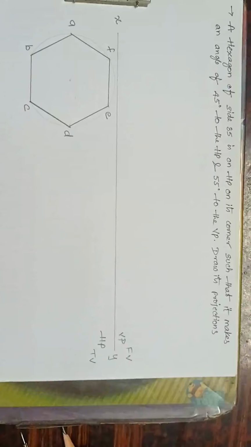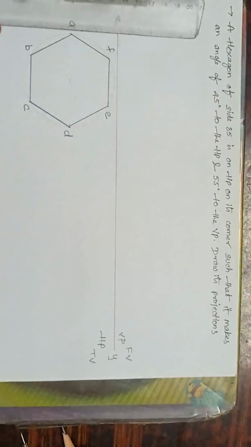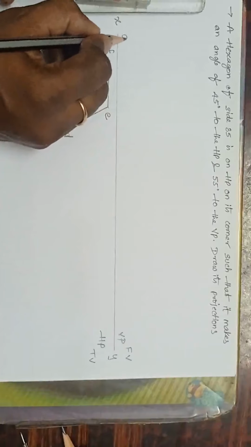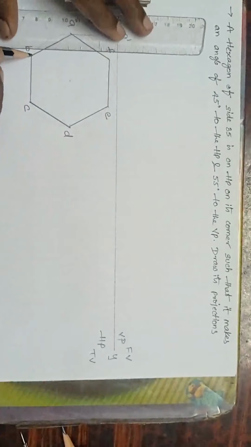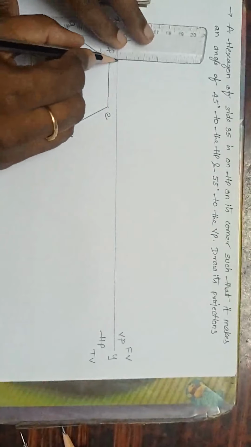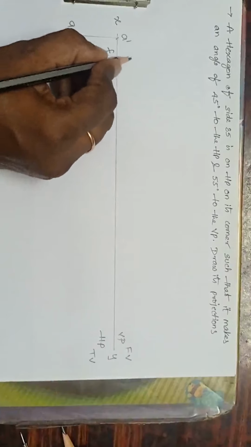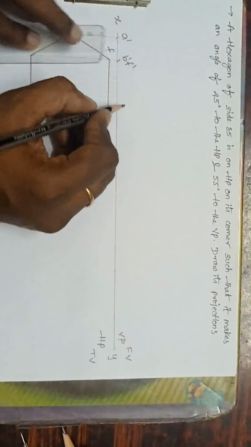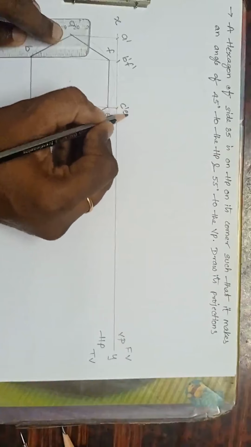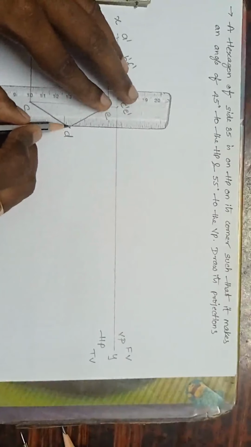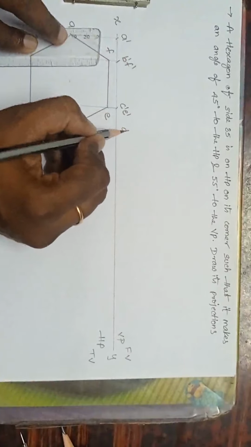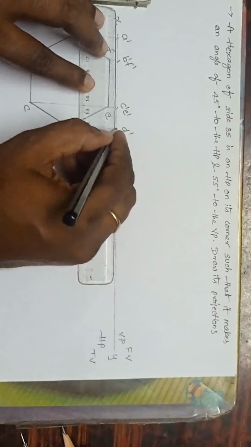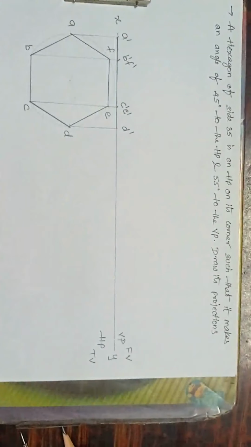See here carefully. Now project it on the front view. What to do? Drop the perpendicular lines. From A, I'll get A dash here. From B and F, drop the perpendicular lines: this is B dash, F dash. Next, from C and E, this is C dash, E dash. From D, this is D dash. Join A dash and D dash. Over.